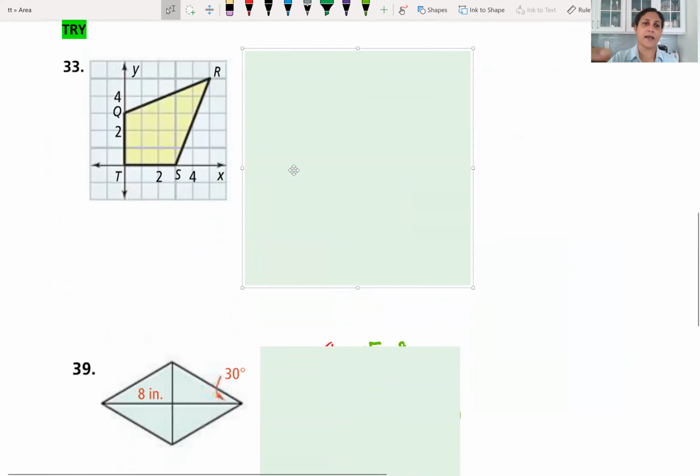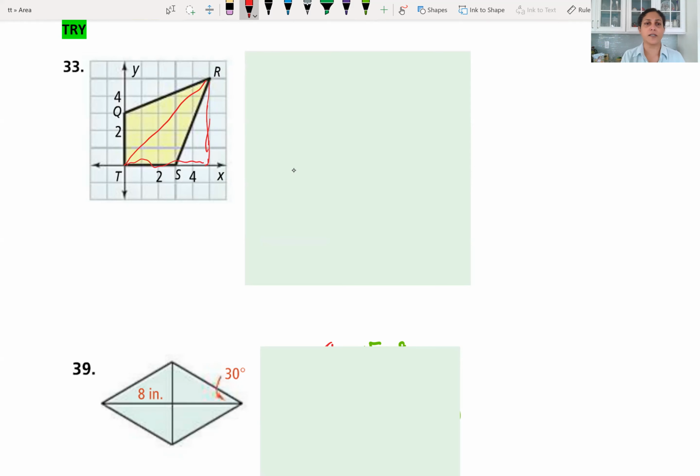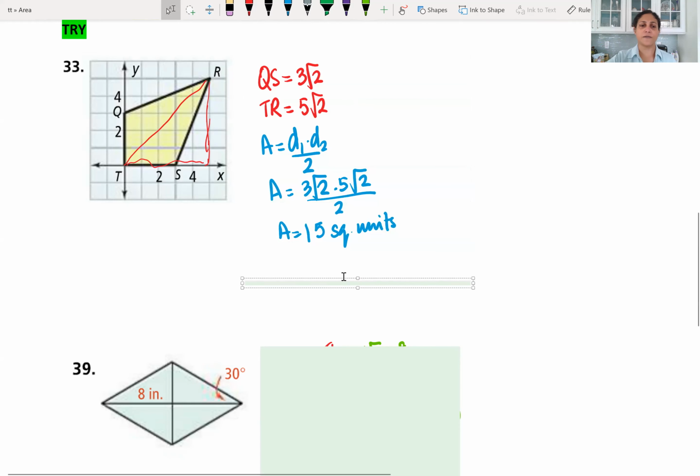Now in this diagram, if I want to find TR, which is all of this, then TR is the hypotenuse of this triangle over here. And it's actually the diagonal of the square. This is really hard to draw. So it turns out that TR is 5 radical 2 and QS is 3 radical 2. So you're just going to multiply those two and divide by 2, and the answer is 15.